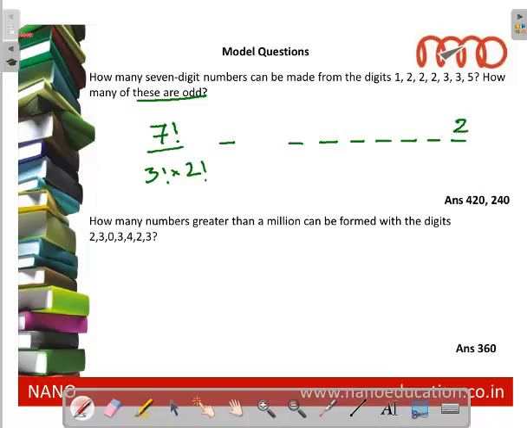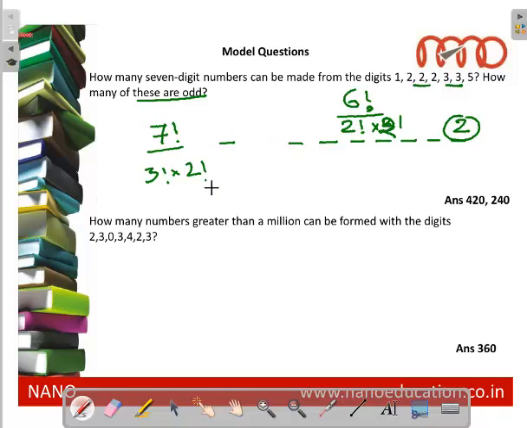The last place has to be 2 for an even number. There is only one even digit given, and the remaining 6 digits can be permuted among themselves in 6 factorial by 2 factorial into 2 factorial. The 2 3's are identical and the 2 2's are identical, since 1 two we already used here.